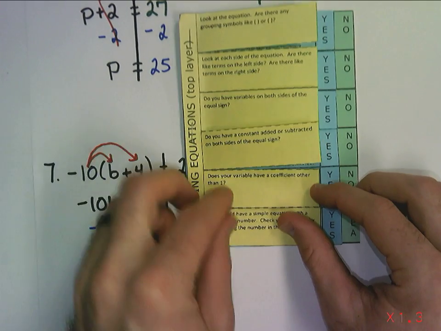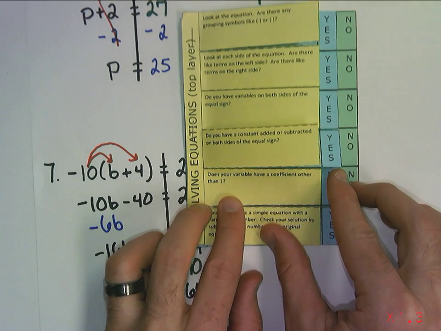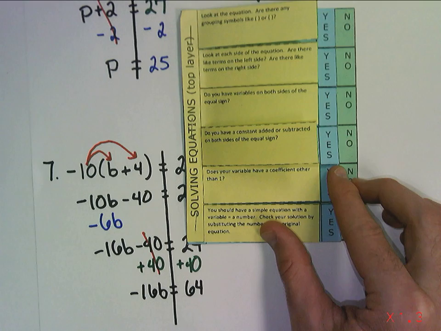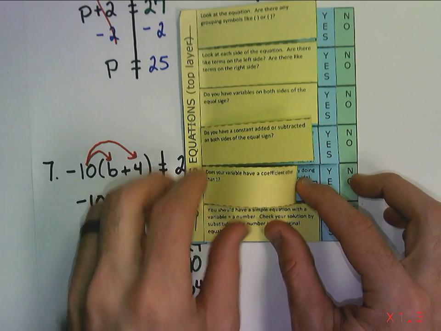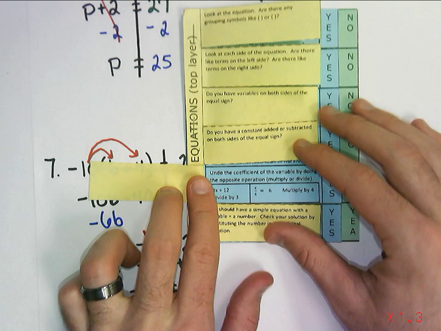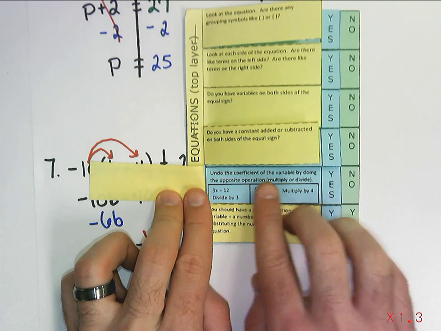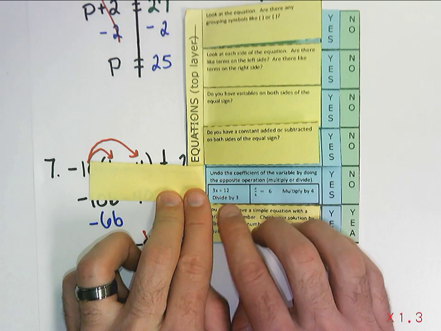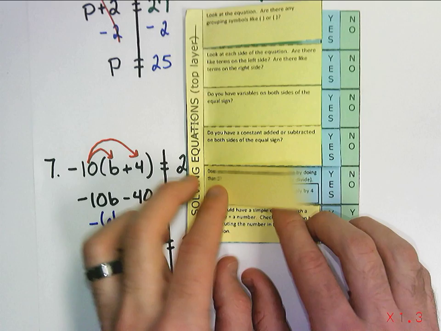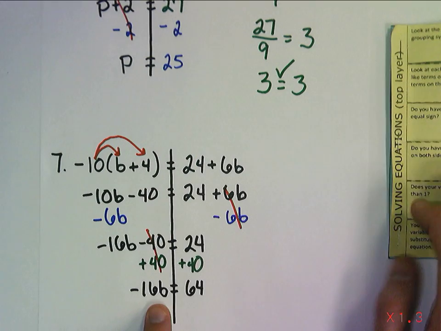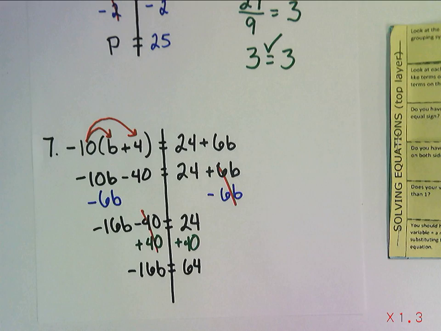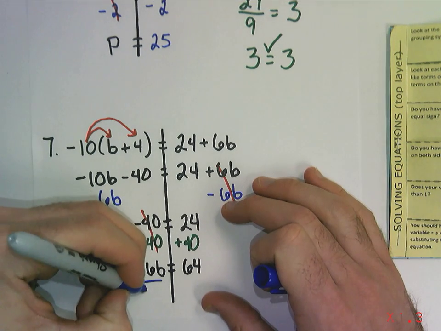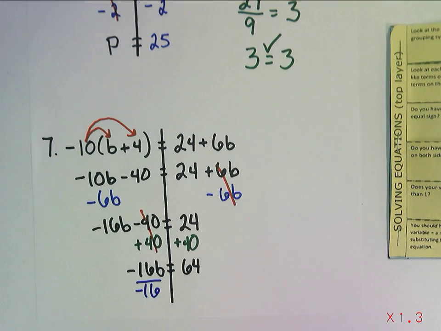So let's use our foldable to work through this again. Does your variable have a coefficient other than 1? Well, yes, it does. It has a negative 16. So let's see what it tells us to do. Undo the coefficient of the variable by doing the opposite operation. In this case, we have multiplication because of the number next to the variable. We need to use division to undo this. So I need to divide by a negative 16 on both sides.